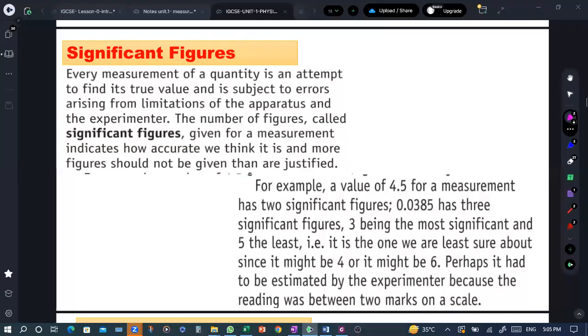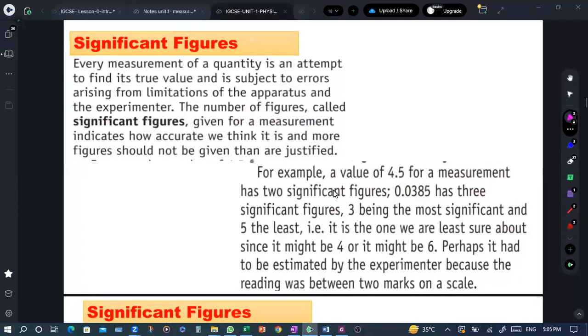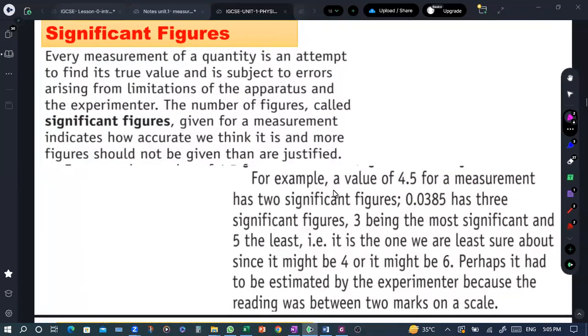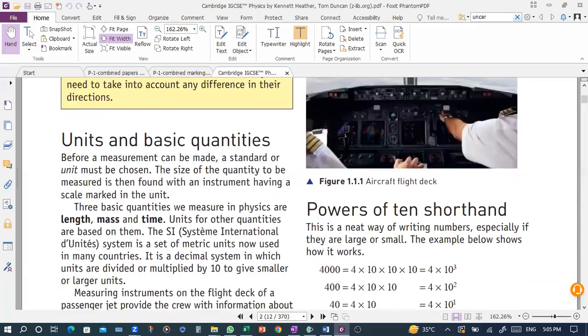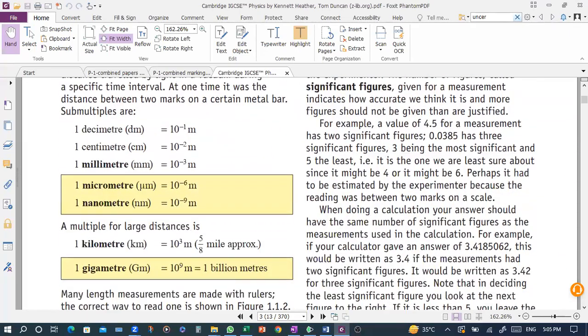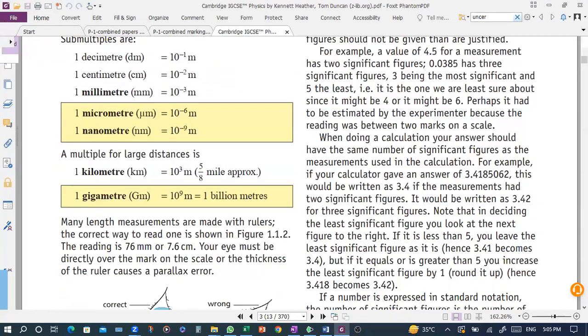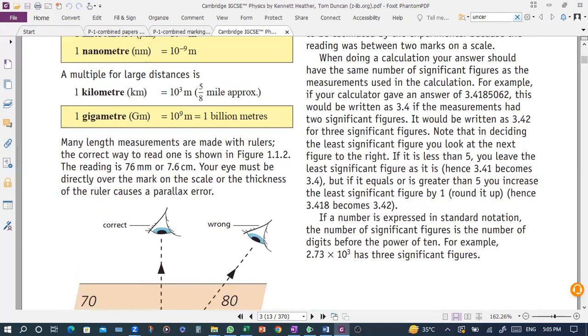Can anybody tell me what a significant figure is? Any idea about that? This is your book page. I'm going to share which page I'm at right now. If it is visible to you, this is basically your page number 3. Don't worry that in 3 lessons we have just gone through 3 pages.